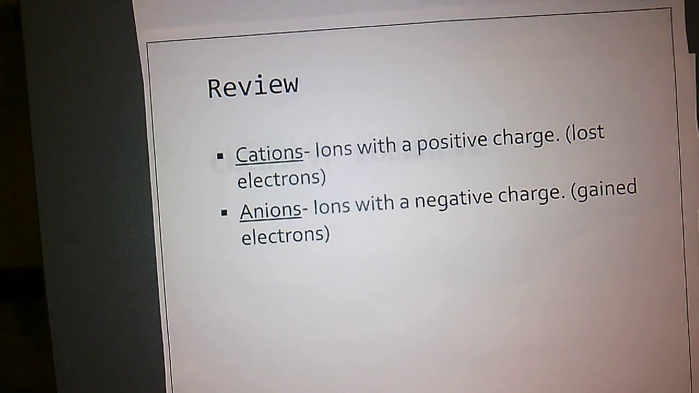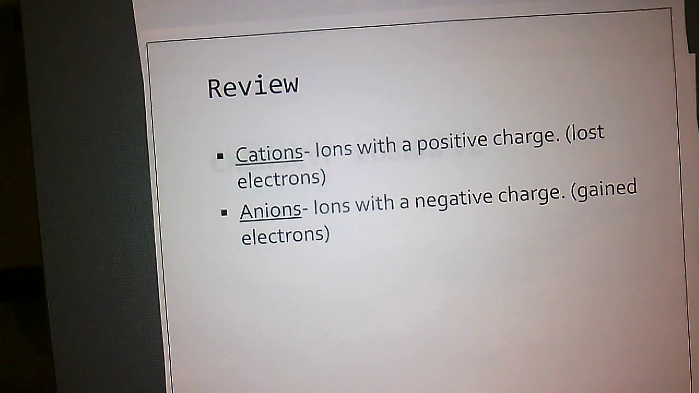Which kind of elements form positive charges? Do you guys remember? Well, yeah, cations, but what kind of elements make cations? Remember we had 3 groups of elements. We have metals, nonmetals, and metalloids. Metals make cations. Which ones make anions? Nonmetals, and the metalloids are a little weird. They sometimes do a little of both.